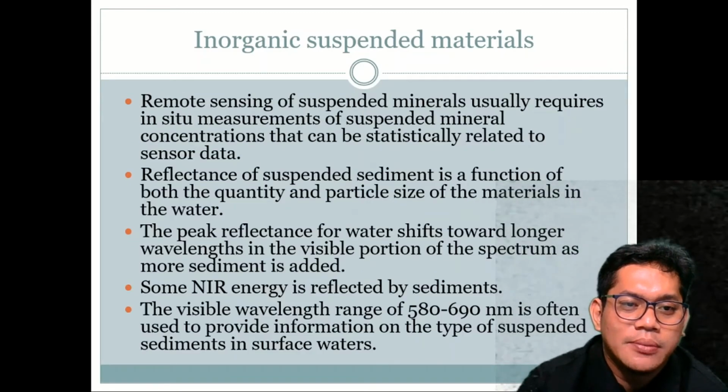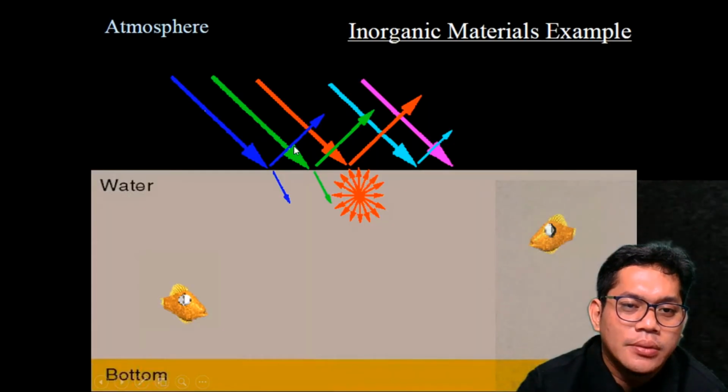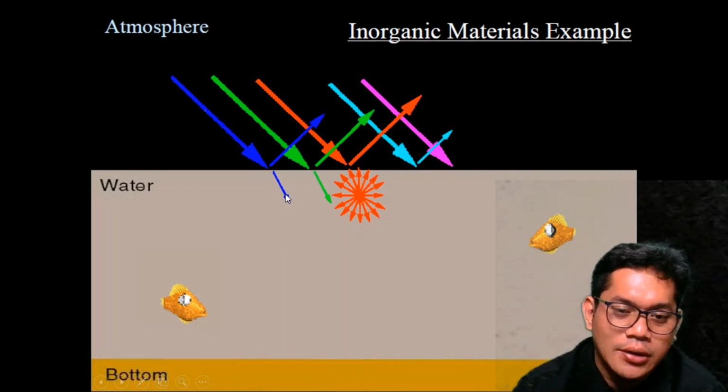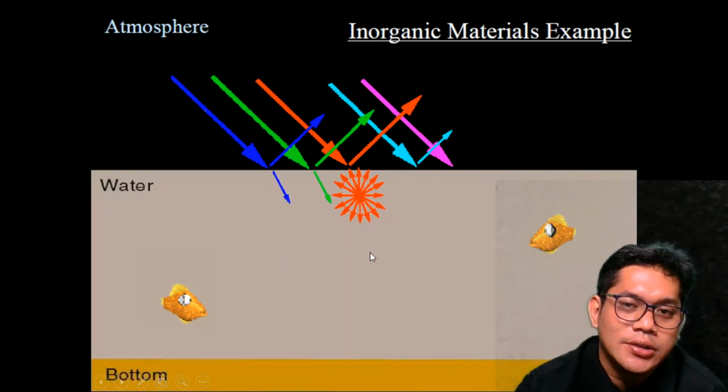So basically, remote sensing of suspended minerals requires in situ measurement of suspended minerals. Of course, some near infrared reflectance and the visible range, within the combination of the red and also the green color, is often used to provide information. It shows you the brownish color, as it only shows you the upper side of the water reflectance and is not able to give the bottom.